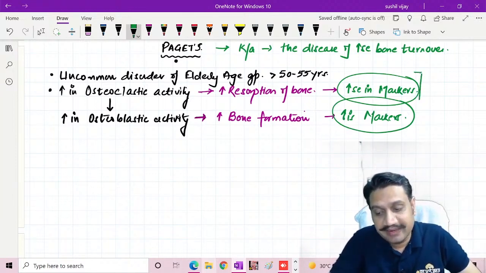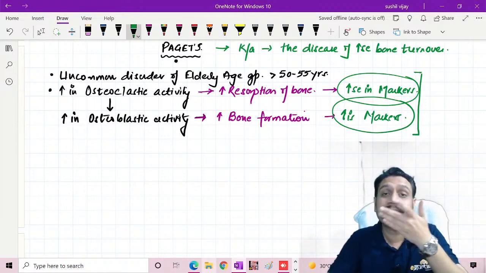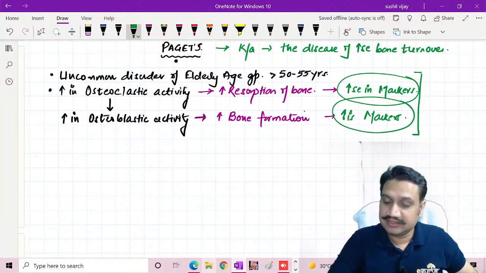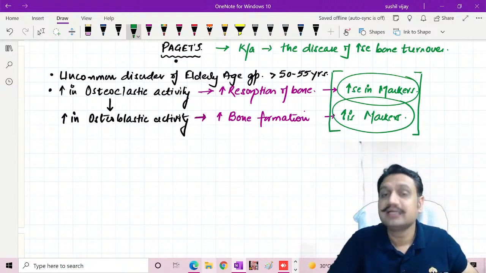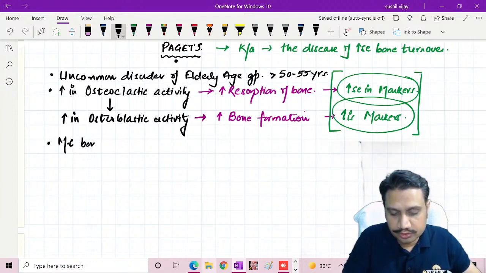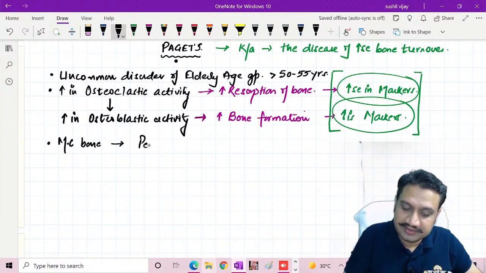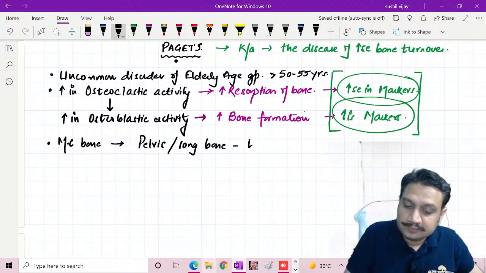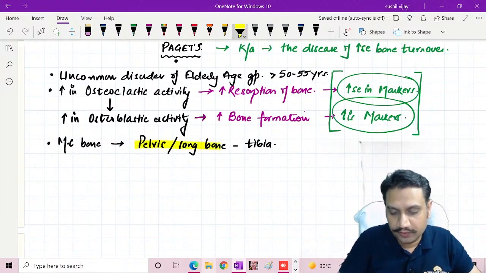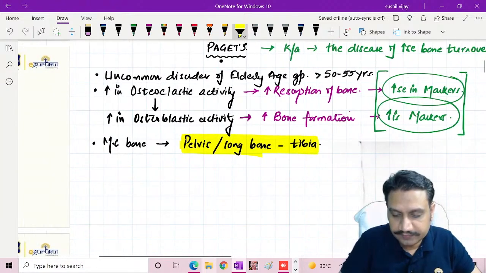So remember that Paget's is one condition in which both the markers will be elevated. All the other conditions have either of the markers raised, but this is one condition in which both the markers will be elevated side by side, right? So this is what happens in Paget's. The most common bone involved in Paget's is the pelvis. If they ask you about the long bone, it is the tibia. In the long bone it is tibia, and overall the most common bone is pelvis.